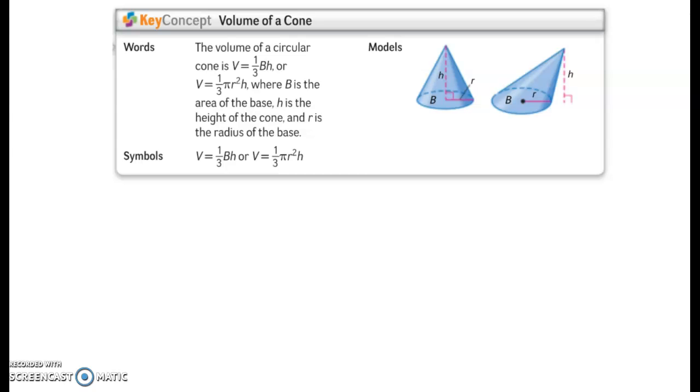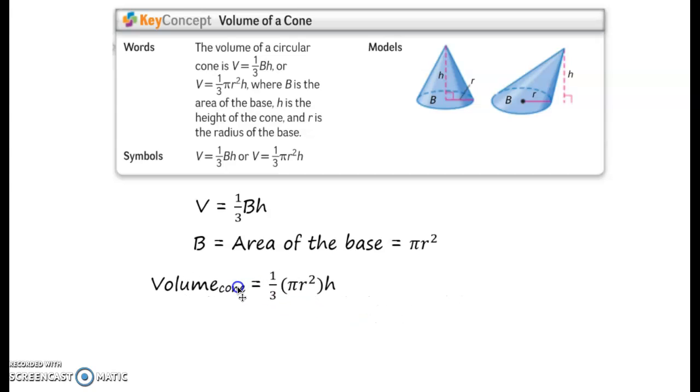Now we're going to look at volume of a cone. The formula for the volume of a cone is very similar to volume of a pyramid. They both start off with the same thing. Volume equals 1/3 area of the base times the height. But this time the shape of my base is a circle. So the area of the base would be pi r squared. So in order to find the volume of a cone, my formula is 1/3 pi r squared times the height.